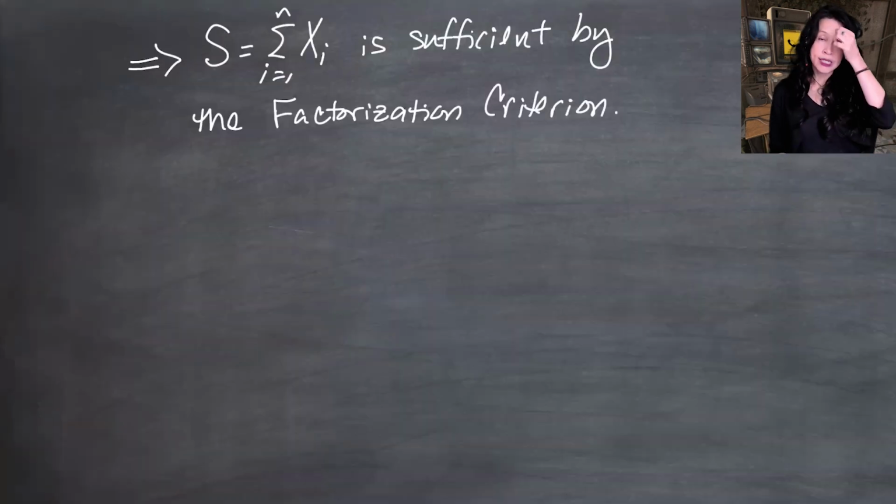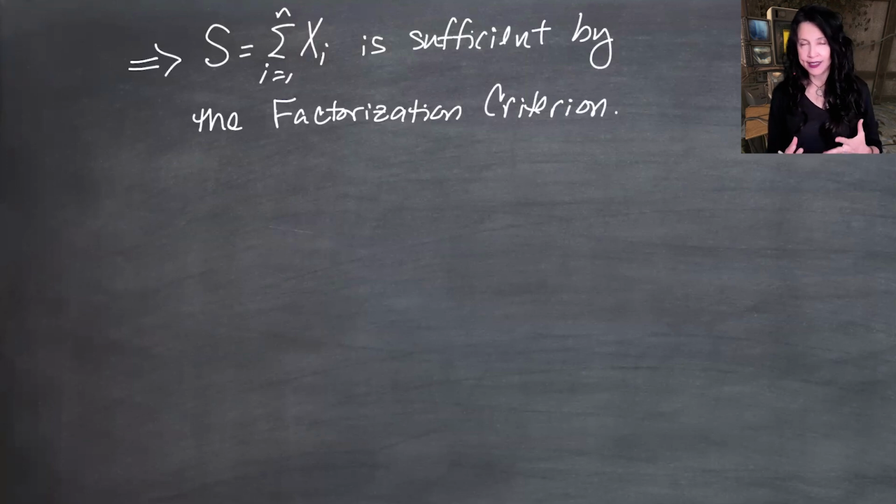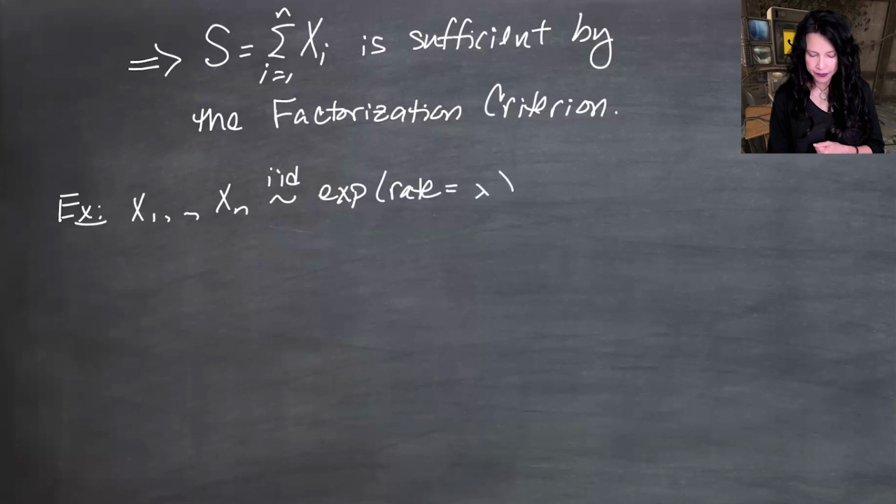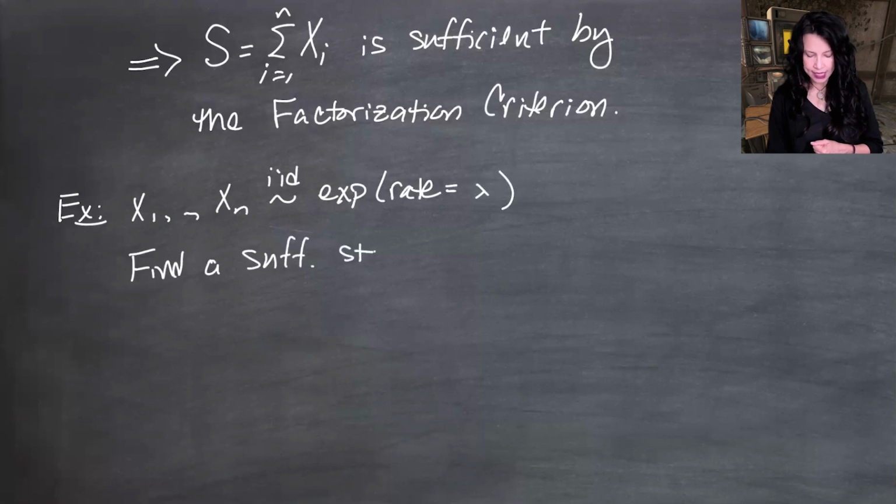So let's do a continuous example. The factorization criterion works the same, even though we can't quite interpret the joint PDF as probability anymore. I want to do the exponential distribution. So suppose we have x1 through xn, IID, exponential with rate lambda. Let's find a sufficient statistic for estimating lambda, or for estimating a function of lambda, or more generally for this exponential model.